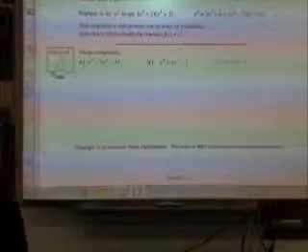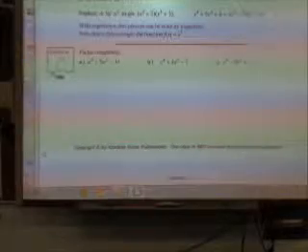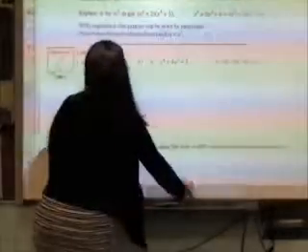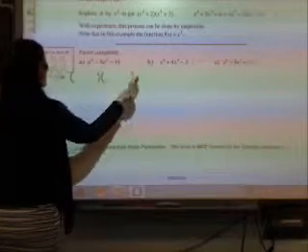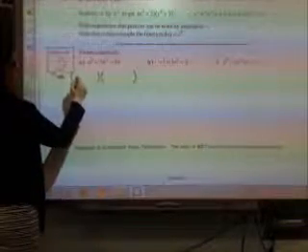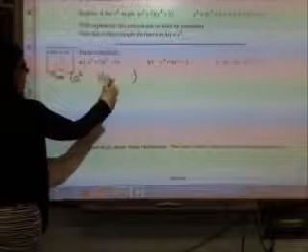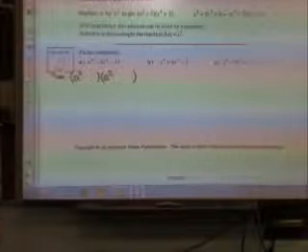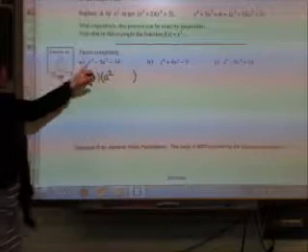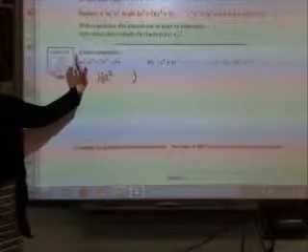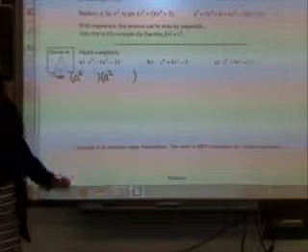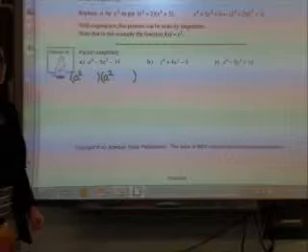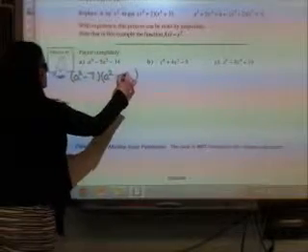So let's look at class example number 1. 5a to the power of 4, and this is an a squared. That's my clue that these should be a squareds. Because my coefficient is a 1 here, this is that sum and product chart. Two numbers that multiply to negative 14 and add to negative 5. Negative 7 and 2.